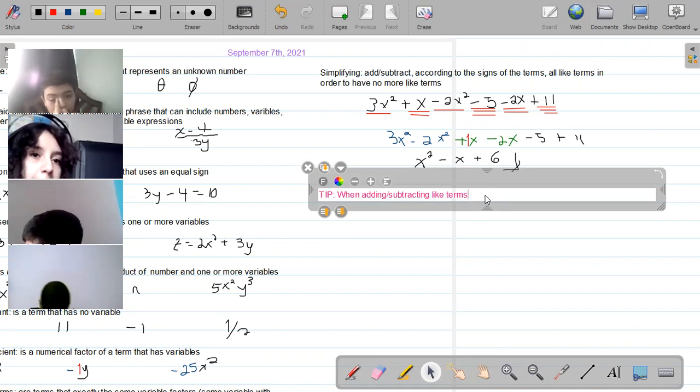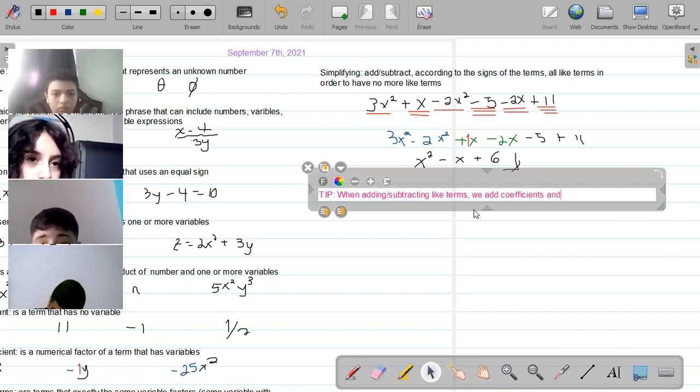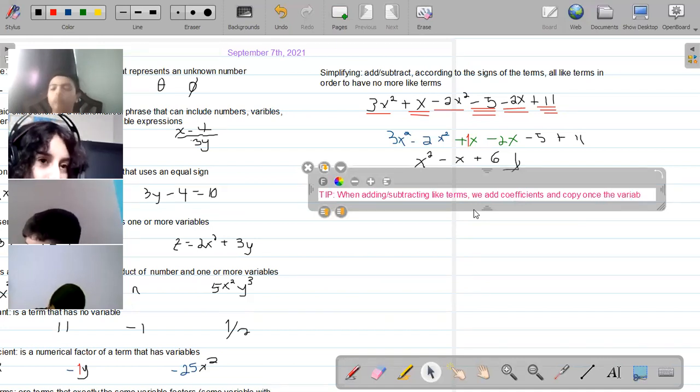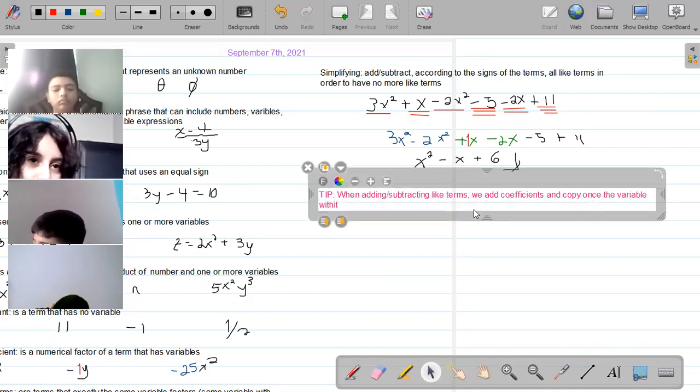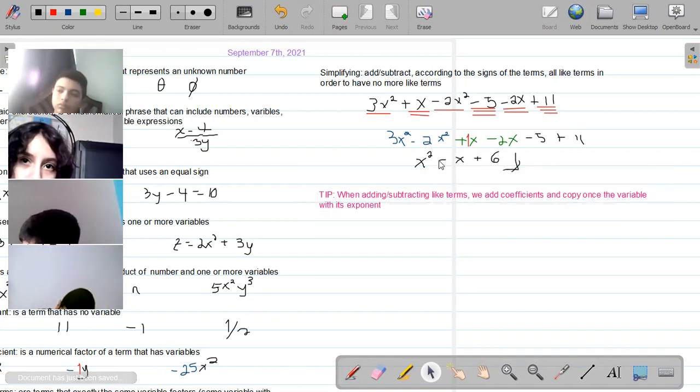So when adding or subtracting like terms, we add coefficients and copy once the variable with its exponent. Okay, and I can only do this with like terms. I cannot do that with a different term. So I cannot do this subtraction and say that this is 0 or say that this is x because they are not like terms. Okay.